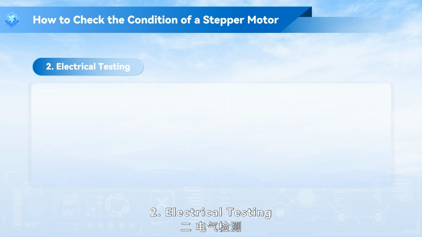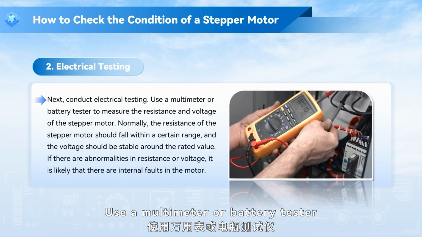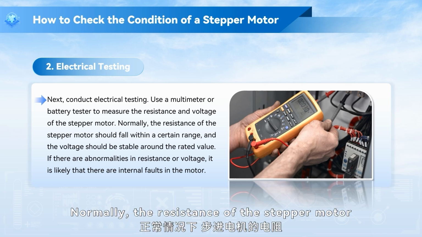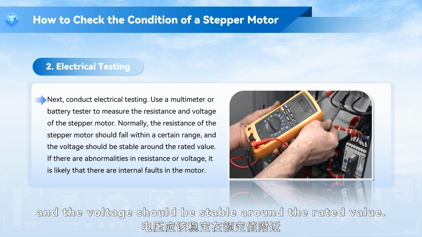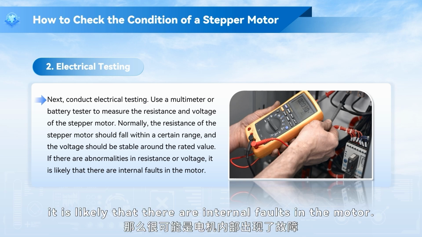2. Electrical testing. Next, conduct electrical testing. Use a multimeter or battery tester to measure the resistance and voltage of the stepper motor. Normally, the resistance of the stepper motor should fall within a certain range, and the voltage should be stable around the rated value. If there are abnormalities in resistance or voltage, it is likely that there are internal faults in the motor.